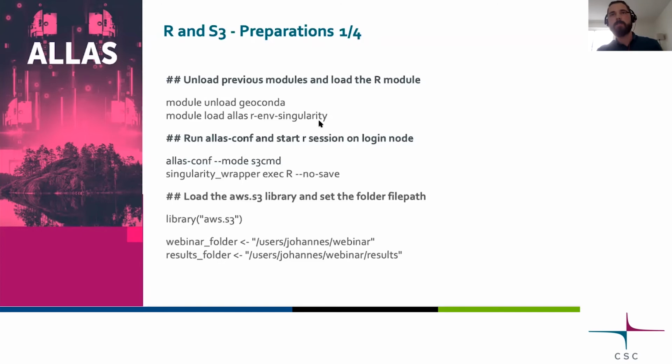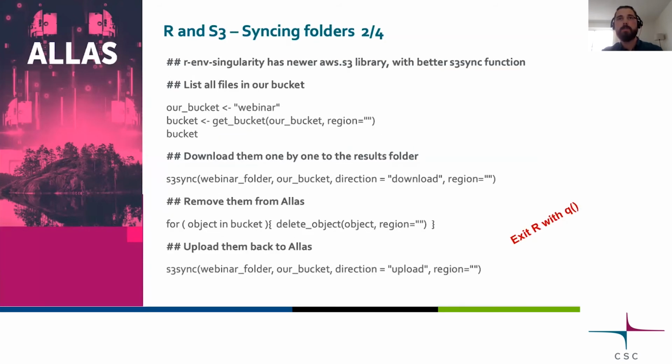So this R environment is running on a container, and it has plenty of good things that come with it. But it's a bit different than the old renv. So okay, our exercises are with S3. So you have to have run allas-conf with mode S3 again, and you can start a login node R session with this singularity wrapper. With compute nodes, like from a batch script, it's a bit different, but you can look into that documentation. The library is called aws.s3. Here are some directories again. We call our bucket and list the stuff that is inside.